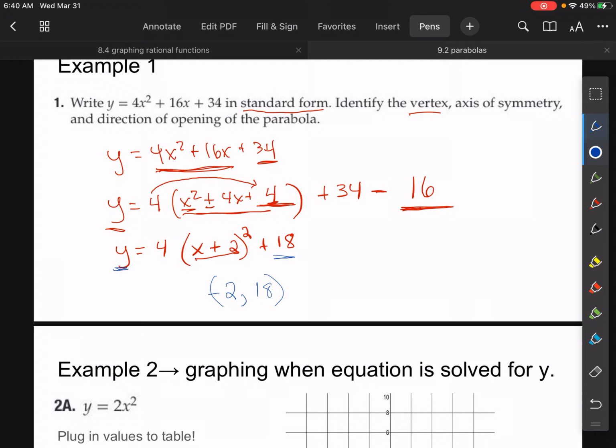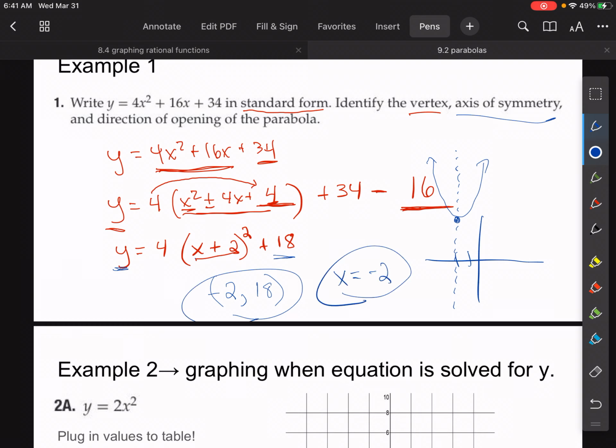Well, this is opening up and down. If you imagine negative 2, 18, somewhere up in here, and that is opening up and down, in this case it's opening up, so it's something like this. I don't really know exactly what the shape is yet, but the axis of symmetry is just going to be this line. So if my vertex is at negative 2, 18, my axis of symmetry would be x equals negative 2.